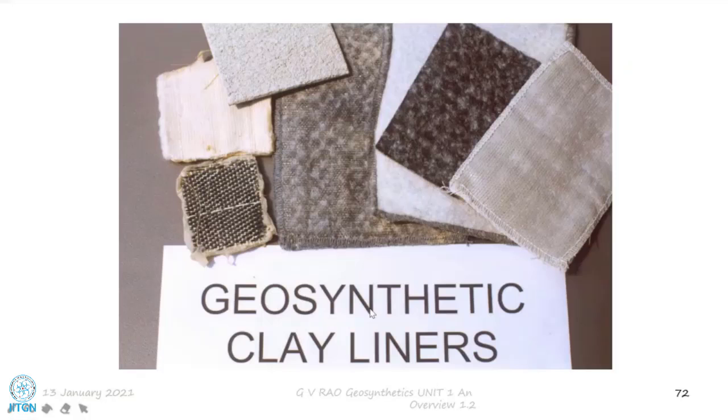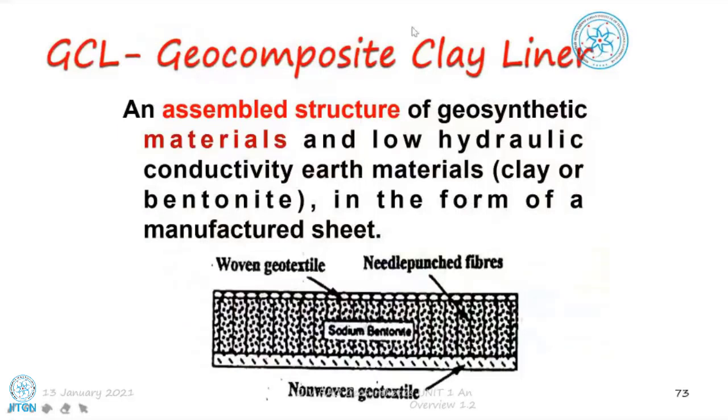So using the same principle of combining different materials, we have a product called GCL, Geosynthetic Clay Liner. It looks very different here, but GCL really means an assembled structure of geosynthetic materials and low hydraulic conductivity earth materials in the form of a manufactured sheet. So what is the low hydraulic earth material? It could be highly plastic clay, something like a black cotton soil, fine black cotton soil, or good bentonite.